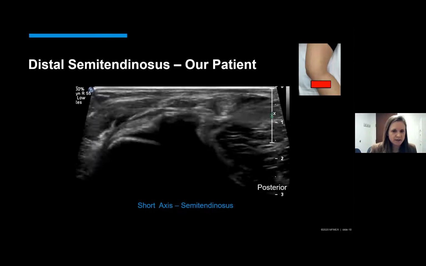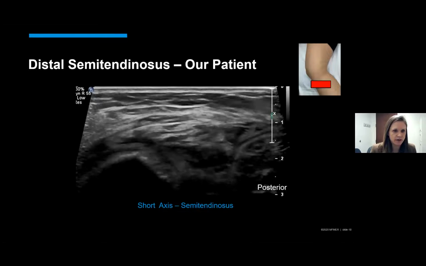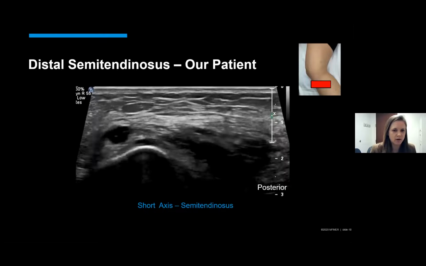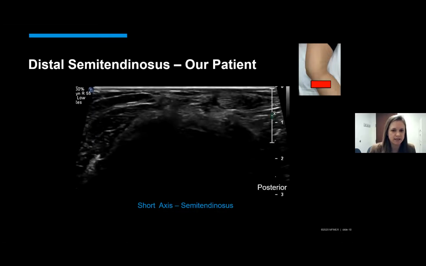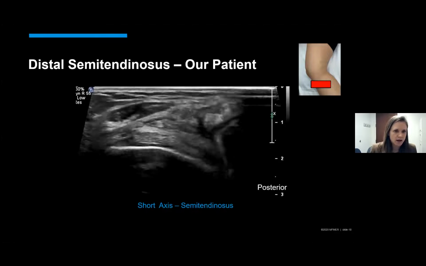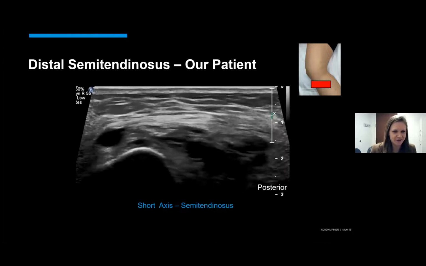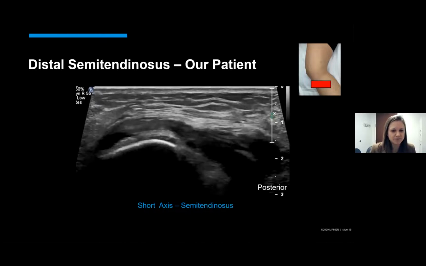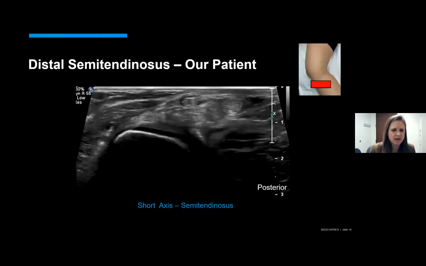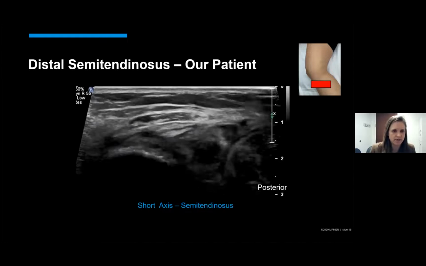As we sweep distally, we can see this semitendinosus muscle starts becoming thick and hypoechoic, and then it ends in this tendon stump at about the level of the posterior medial tibia. As I replay this image, you can again see that ending to the semitendinosus, as well as a good amount of edema and anechoic fluid, demonstrating likely hematoma at this area of the tear.